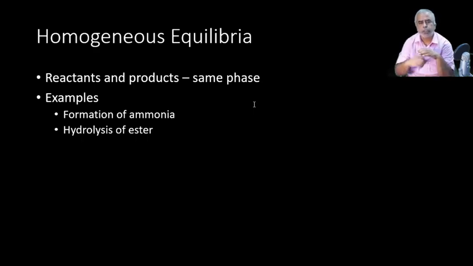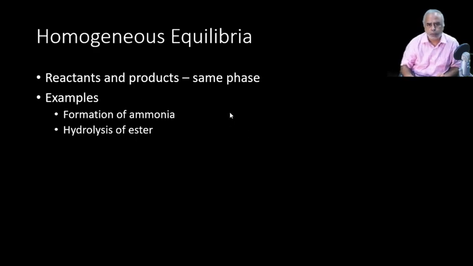In homogeneous equilibrium, the reactants and products are of the same phase. Homo means same. So the reactants as well as products, both of them will be in the same phase. For example, let us consider the formation of ammonia.